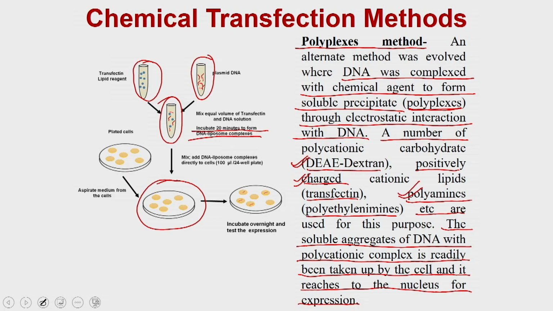and then you allow them to incubate with the cells overnight. You allow the cells to recover from the stress exerted by the transfection, and what you will see is that within 24 hours the DNA you have put into these plasmids will reach the nucleus and show you the expression.